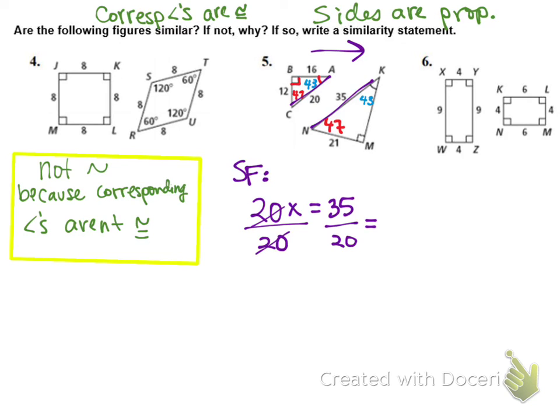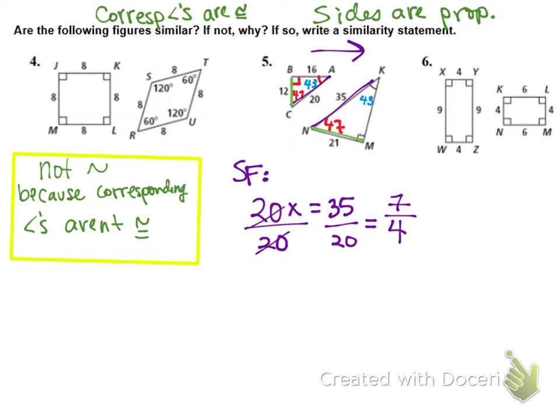This does reduce. What are 35 and 20 both divisible by? 5. 35 divided by 5 is 7, and 20 divided by 5 is 4. So the scale factor for those two sides is 7/4. We need to see if the other sides also have a 7/4 scale factor. So pick another two sides we know.